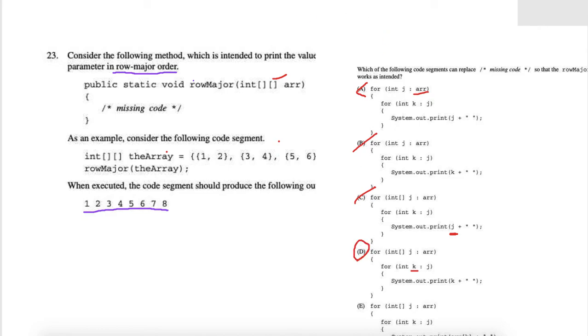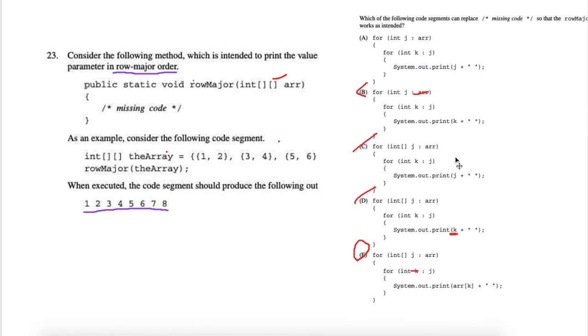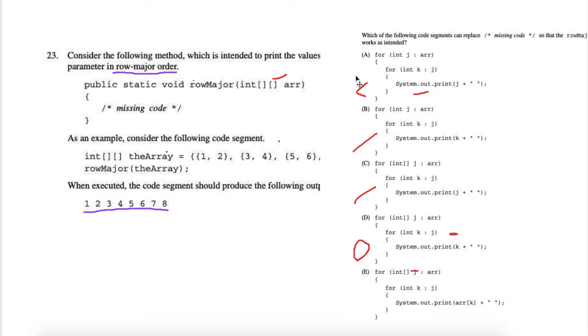The last one, answer choice E, this is not correct because, right here, K is not an index number. K represents the contents of the int array J. So this is a little bit nonsensical. So it's not answer choice E. The correct answer here is D.